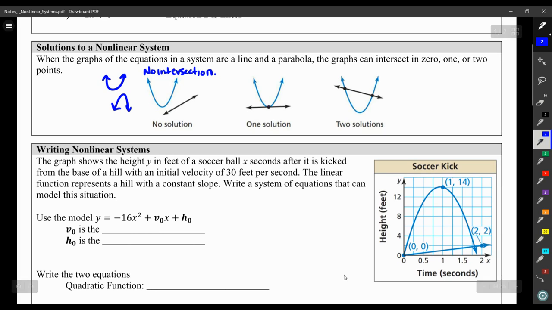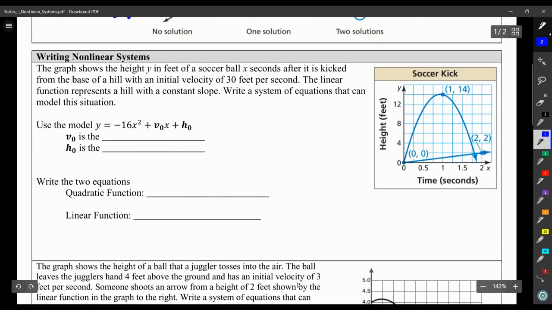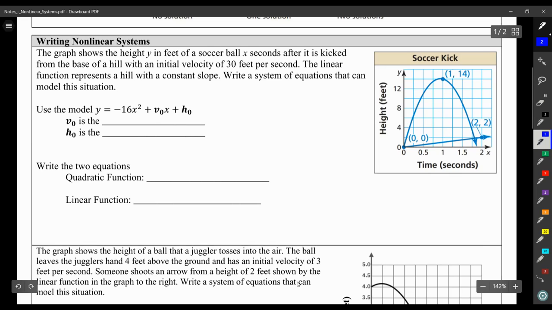Then you can have one solution, where the two functions only cross in one place, x, y. For a system with two quadratics, it may look like this, where it crosses only at the vertex. Or you can have a system with two solutions, where there are two different intersection points for the two equations given. For two quadratics, it may look something like this, where you've got two clear intersection points here and here. Before we start solving these, let's start writing these systems of equations for word problems.